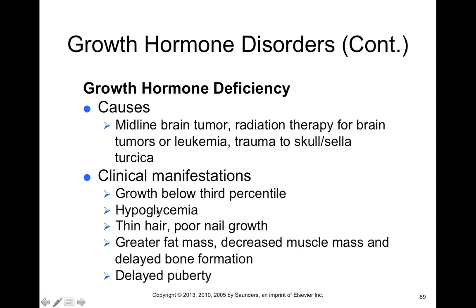You might also see hypoglycemia as well, knowing that growth hormone helps to increase blood sugar, thin hair and poor nail growth from low blood sugar, greater fat mass because now you're not stimulating the release of free fatty acids, as well as decreased muscle mass and delayed bone formation because now you don't have growth hormone to stimulate skeletal tissues, and delayed puberty because growth hormone plays a role in stimulating puberty.